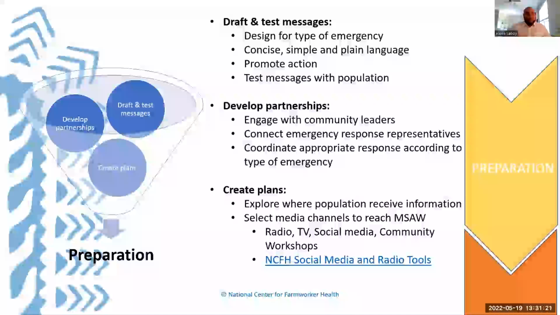And in order to create this plan, you would like to start exploring where the population receives information, what are the different channels that they use, and what type of information they access or consume. Then you will select the appropriate media channels to reach the ag workers. This could be radio, TV, or different social media. They use different apps, as we mentioned before, WhatsApp, Facebook, Twitter, among many others. Or also, if this population, for example, prefers in-person workshops, you could create community workshops in order to deliver all of these different communication strategies.